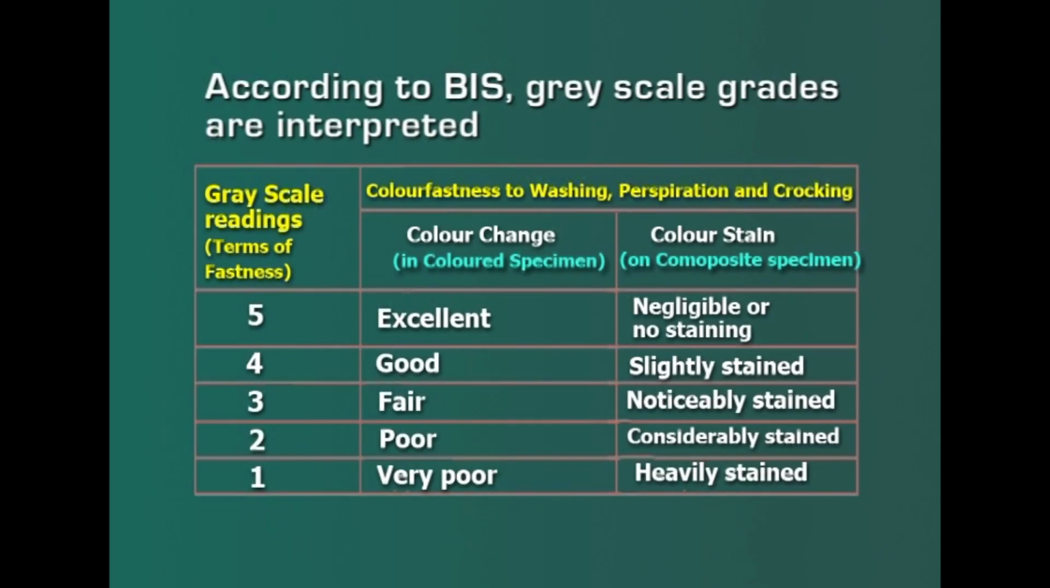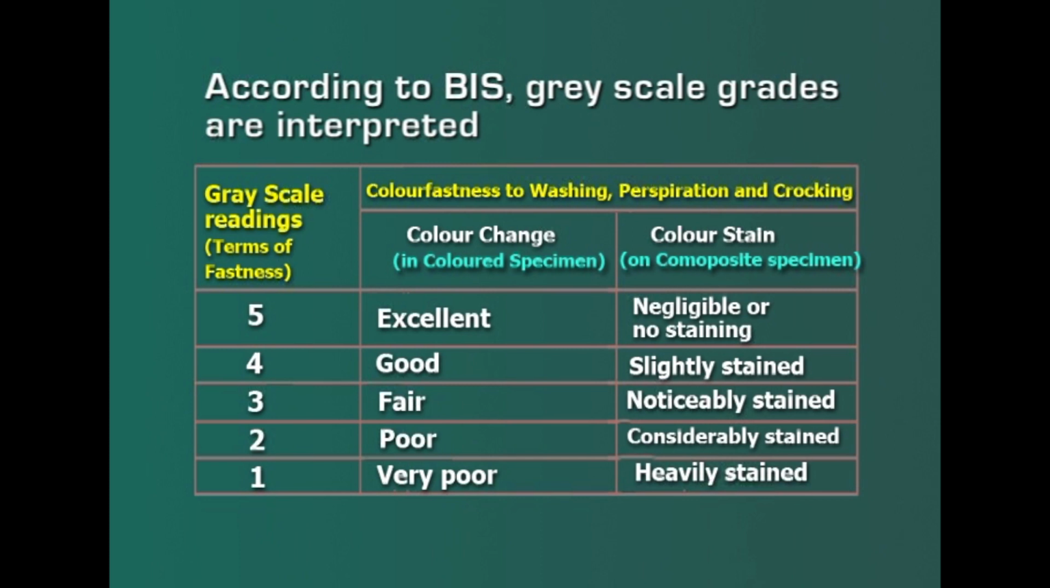So, when we have the grayscale in our hand and the test samples, that is the colored sample which is being tested and the white samples which have undergone the test procedures, they are tested for their color change and color staining. Generally there are different gradings given on the grayscale. According to BIS, grayscale grades are interpreted for assessing the color fastness to washing, perspiration and crocking in terms of color change and color stain.